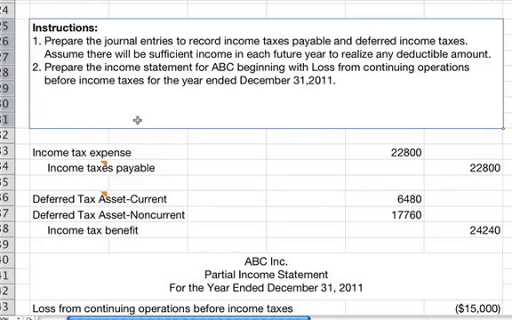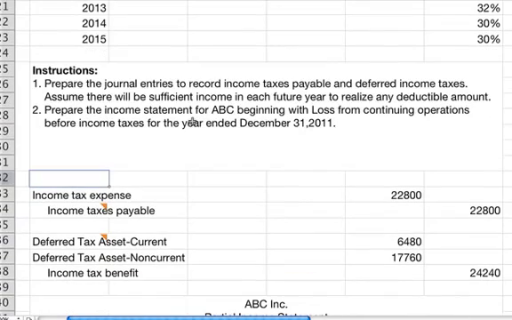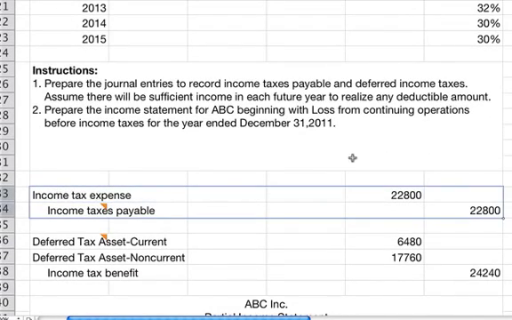The instructions for the problem are to prepare the journal entries to record taxable income, taxes payable and deferred income taxes. Assume there will be sufficient income in each future year to realize any deductible amount. Then prepare the income statement for ABC, beginning with loss from continuing operations before income taxes for the year ended December 31st, 2011. So to prepare the first entry, we'll have income tax expense and income taxes payable for $22,800.